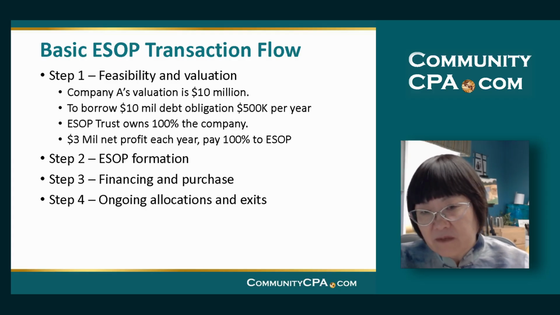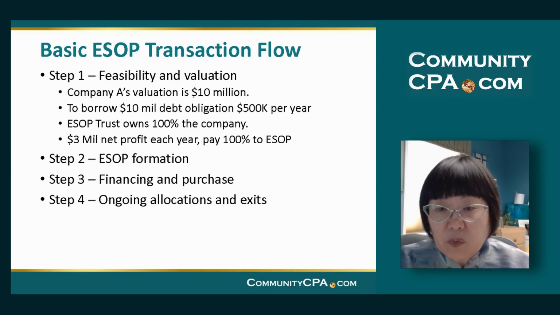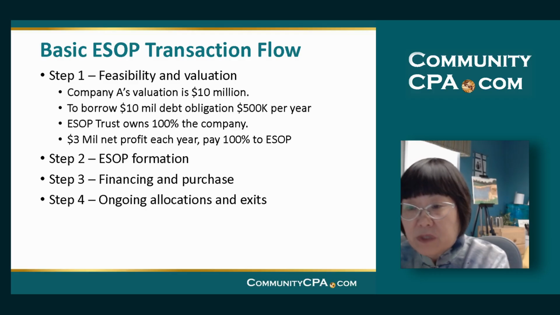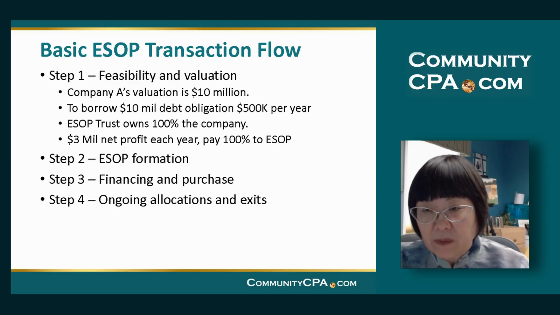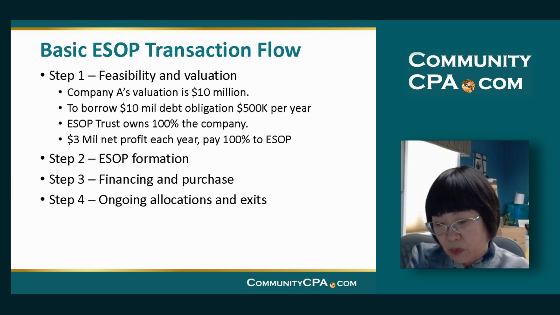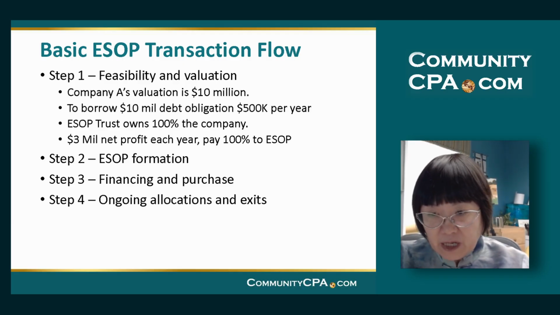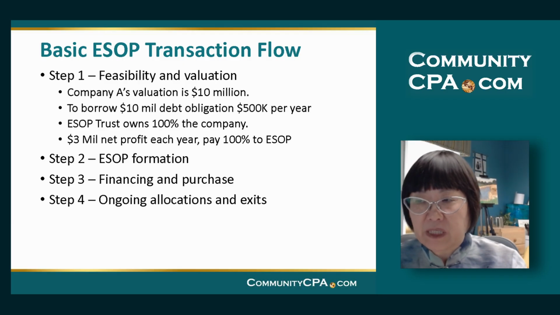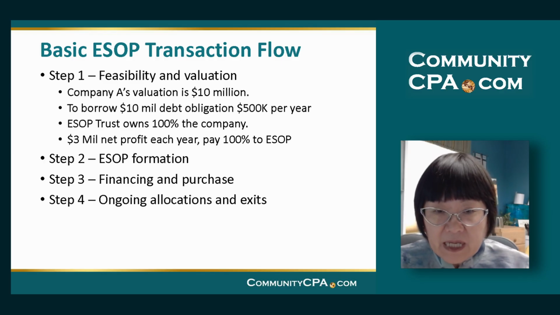The last step, which is forever, is ongoing allocations and exits. Each year the company will make contributions, which are used to pay for the loan, right? The shares will then be released, according to the documentation of how the ESOP was set up, to the employees as compensation. When the participant terminates employment, when your employee is done with the company, the distribution, of course, is in shares, but it will be converted to cash to give to the employee based on the valuation of the company.